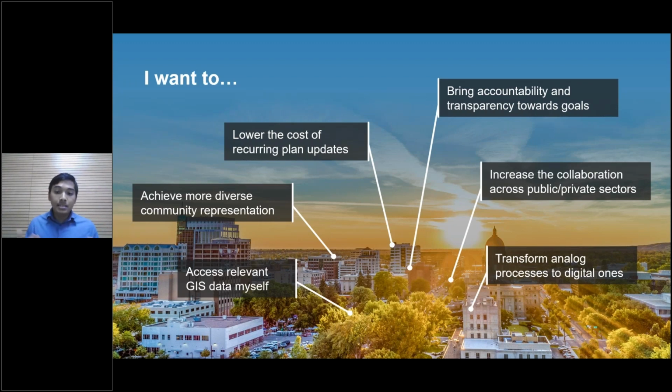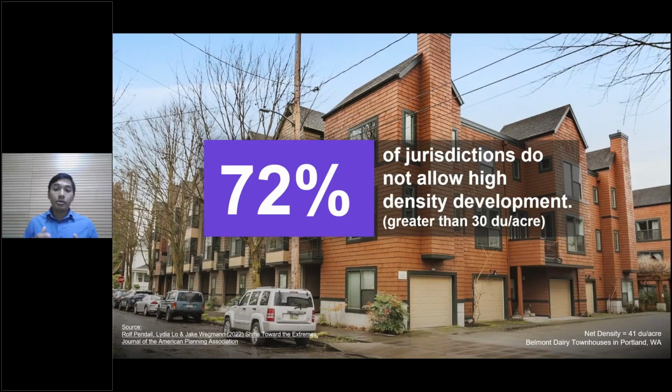So why is this important for us here, especially for those of you coming from local government and also from the urban planning side? Based on research in the Journal of the American Planning Association, 72%, that's nearly three quarters, of jurisdictions within the 50 largest United States metro areas do not permit higher density development greater than 30 units per acre. So this is happening everywhere in Europe.